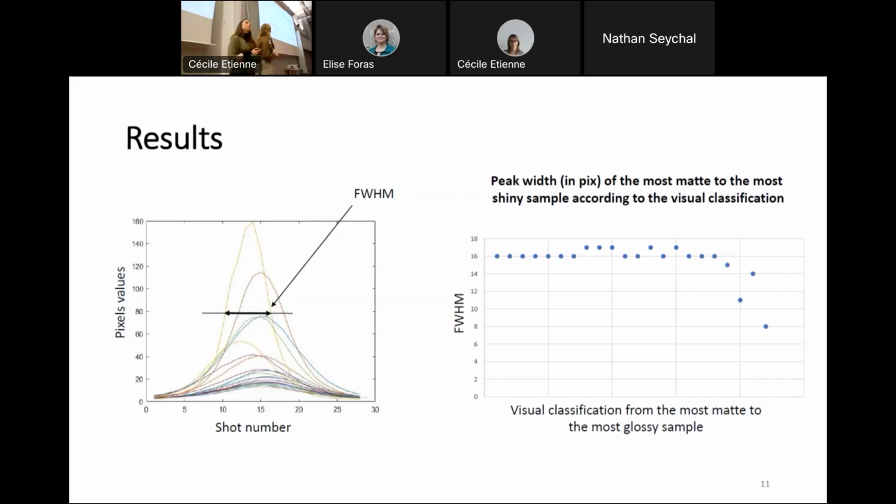We didn't have great results, but despite this problem, we tried to plot all these values according to our visual analysis, because to have several measurements, we used the gloss meter, but it was for smooth surfaces, and we also tried to classify them with our sight. So we had different measurements and different classifications. So here is the visual classification from the most matte to the most glossy sample with the peak width calculated with the second derivative.